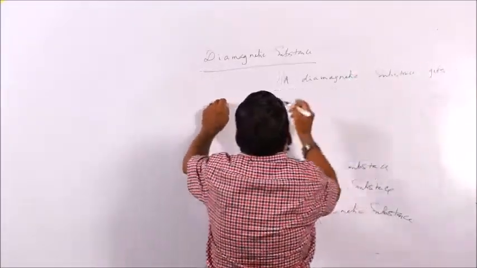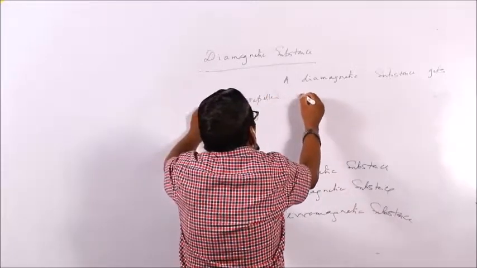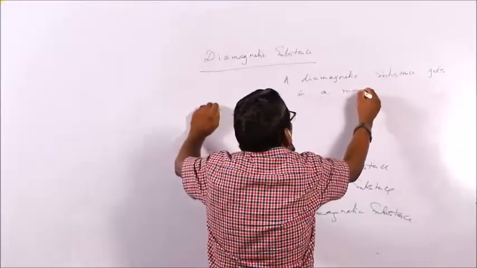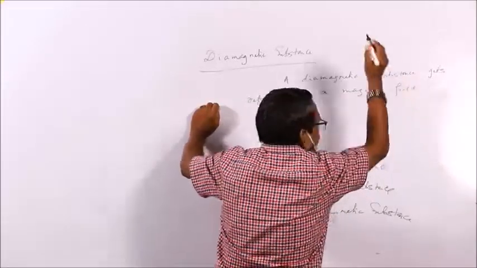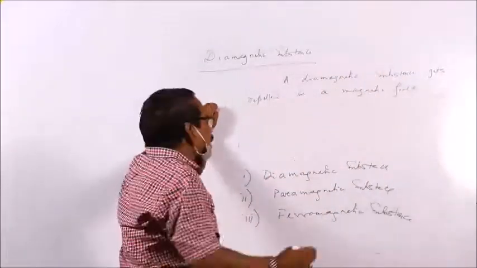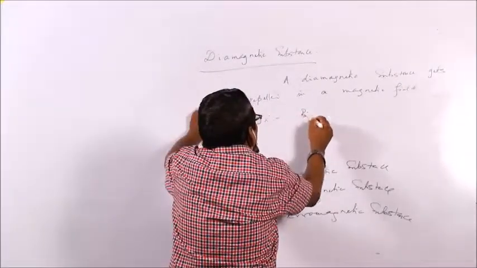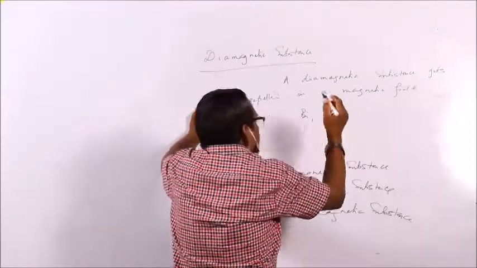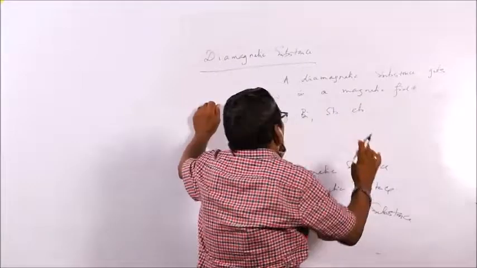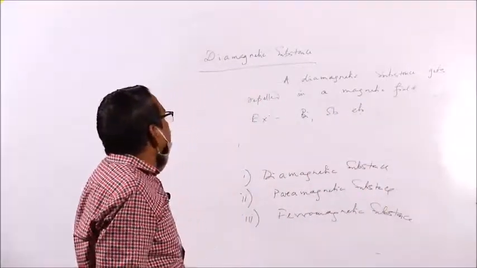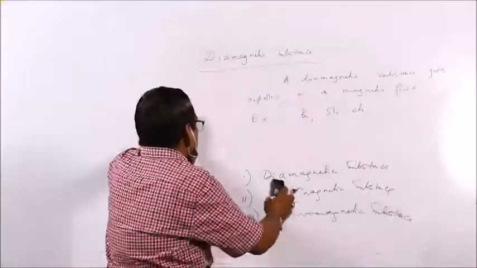A diamagnetic substance gets repelled in a magnetic field. Remember it. What are the examples of diamagnetic substance? Some examples are there: bismuth, antimony, etc. A diamagnetic substance gets repelled in a magnetic field. Example: bismuth, antimony, etc. Now let us discuss the properties one by one.